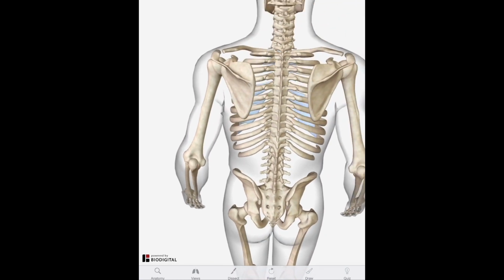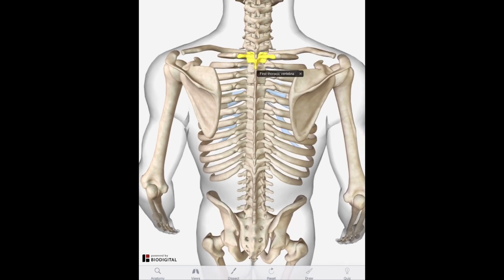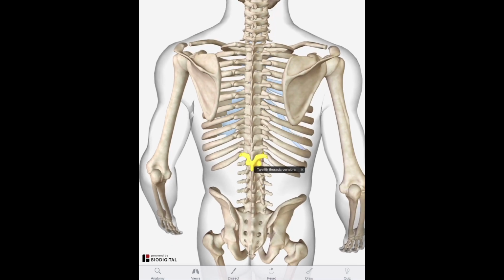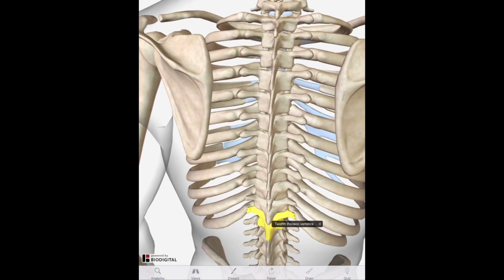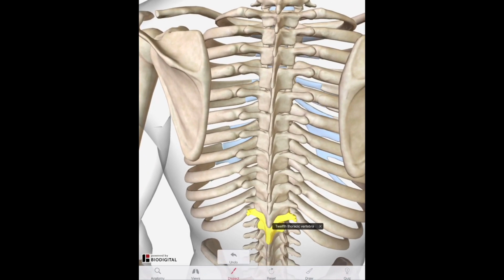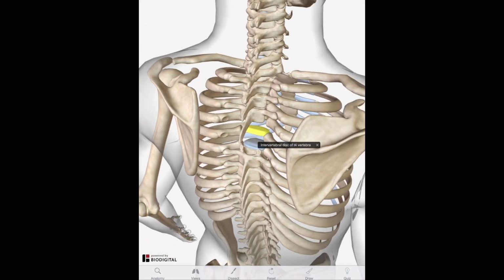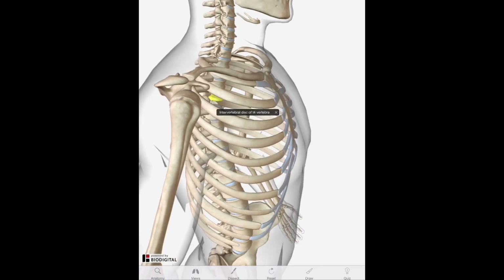Posteriorly, let me zoom. This one is the first thoracic vertebra and this one is the 12th thoracic vertebra, and intervening intervertebral disc. Let me dissect the vertebral bodies so that you can see the intervertebral disc. Here you can see the intervertebral disc. Laterally on each side by 12 pairs of ribs and associated 12 pairs of costal cartilage.